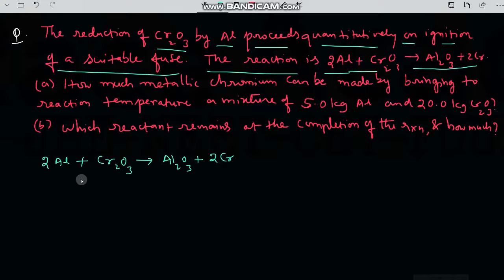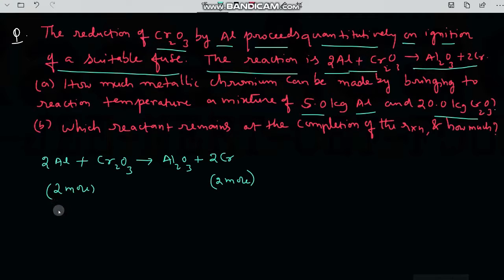The question is, how much metallic chromium can be made by bringing to reaction temperature a mixture of 5 kg of aluminum and 20 kg of chromium oxide? Another question: which reactant remains at the completion of the reaction, and how much? These are the two questions we have to answer. First of all, from the equation, 2 moles of aluminum give 2 moles of chromium. It is very clear from the equation.